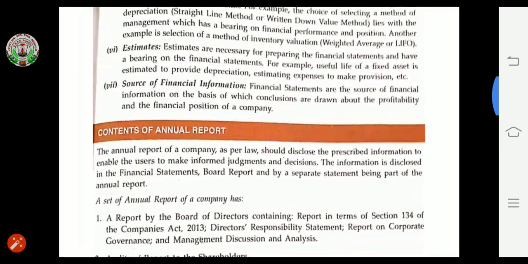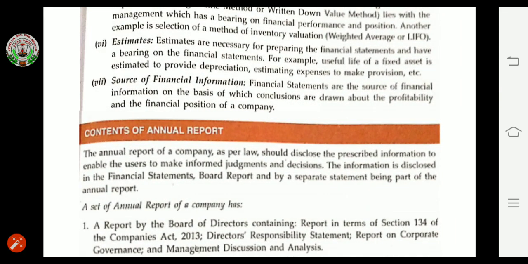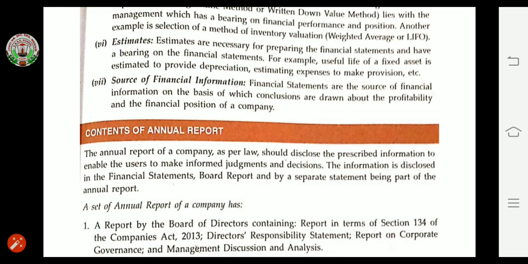Seventh is source of financial information. Financial statements are the sources of financial information on the basis of which conclusions are drawn about the profitability and financial position of a company. So these financial statements are a kind of sources of information. Two kinds of information we can gather from these statements. First is profitability and another is the financial position of a company.